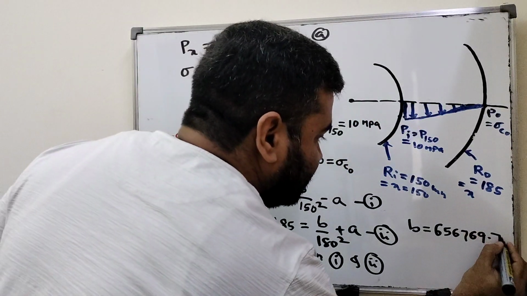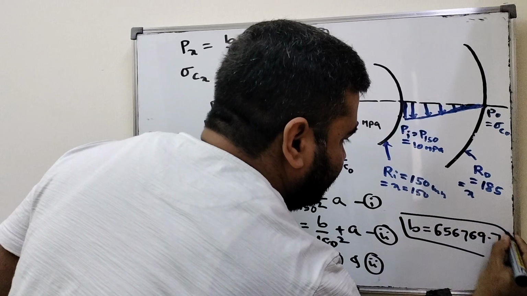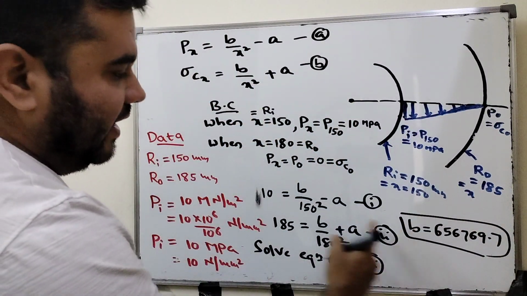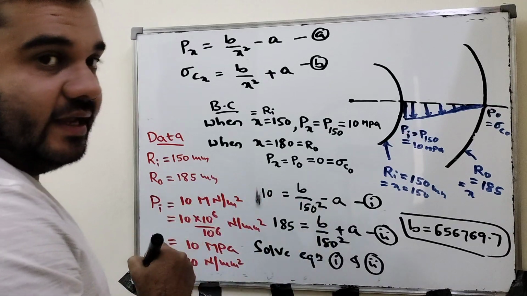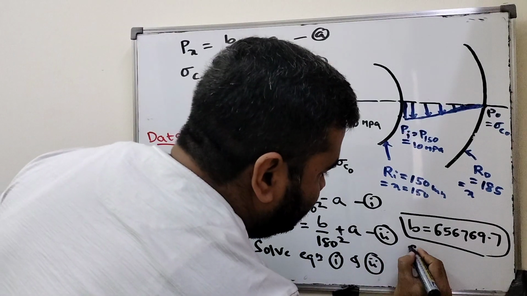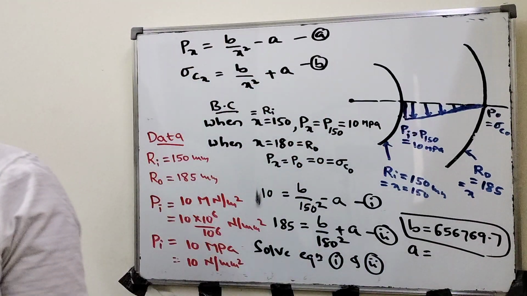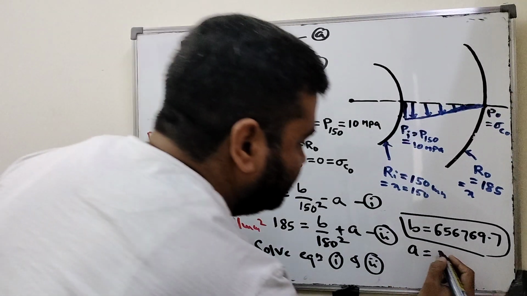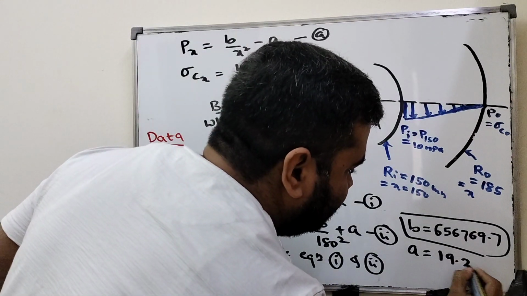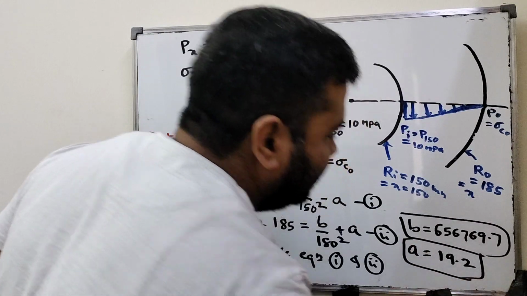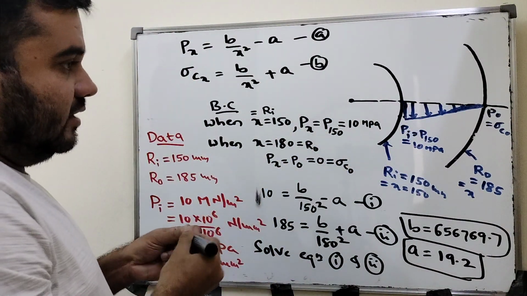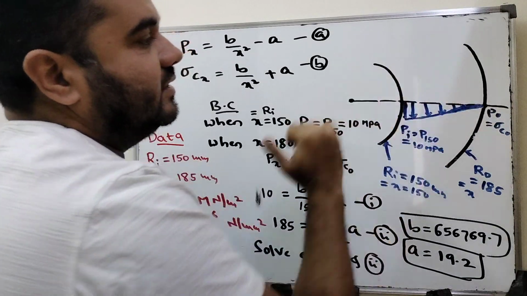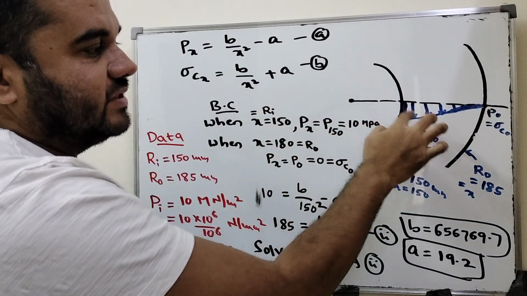656769.7. This is b we will get here. Now substitute the b value in any one equation, either 1 or 2, so you can calculate the a. After substituting, we will get the constant a equal to 19.2. Now we found the a and b values. Now the upper side is the stress distribution. We have to sketch the stress distribution.